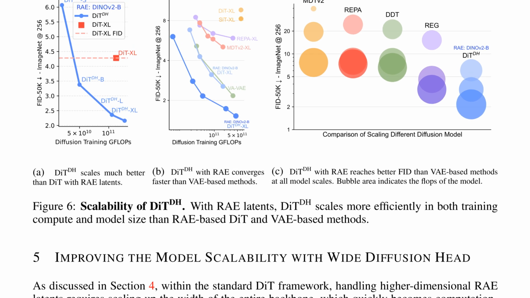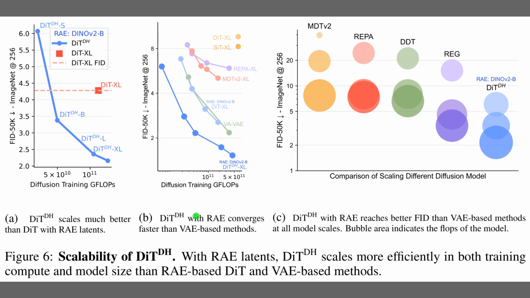Well, Figure 6 explains that the wide diffusion head scales training more efficiently, so FID drops with less compute. The left panel shows FID decreasing as training GFLOPs rise, where GFLOPs means billions of floating point operations. The middle panel compares against VAE baselines and shows faster convergence at comparable budgets. The right bubble chart summarizes methods, with bubble size indicating compute, and the new approach sitting lowest overall.